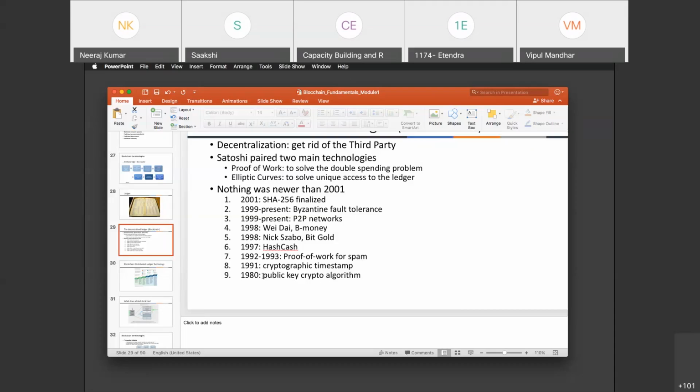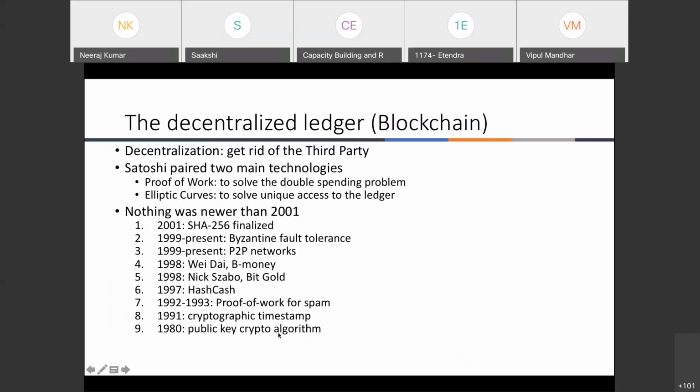The revolution started back in the 1980s, where we have public key cryptographic algorithms. Then in 1991, cryptographic timestamps come into play. And then in 1992 we have proof of work, and in 97 the hashcash mechanism was involved. Then bit gold, b-money, peer-to-peer networks, then Byzantine fault tolerance, and then in 2001 SHA-256 was finalized.